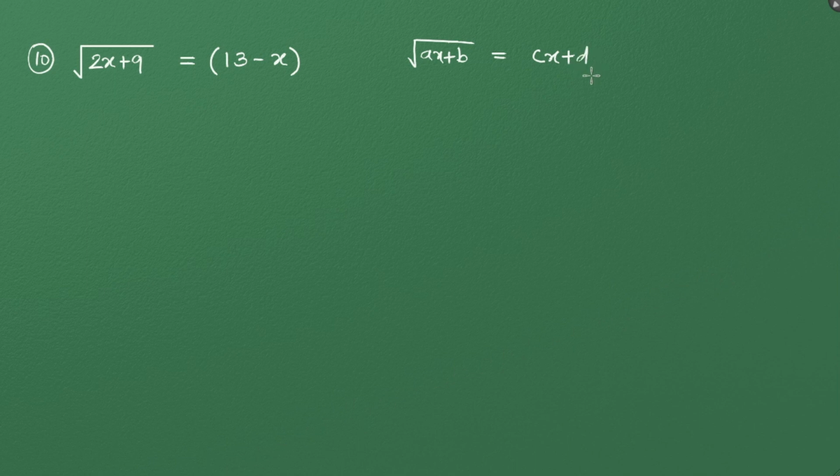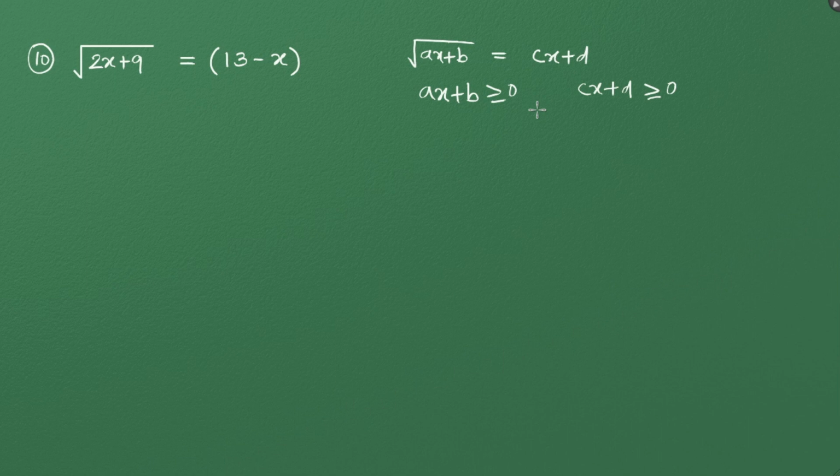Now we are going to find the solutions only for those values for which ax plus b is greater than or equal to 0 and cx plus d is greater than or equal to 0. Those values of x which do not satisfy these conditions are called extraneous values and such values are rejected. Also, we shall take only the positive value of the square root.